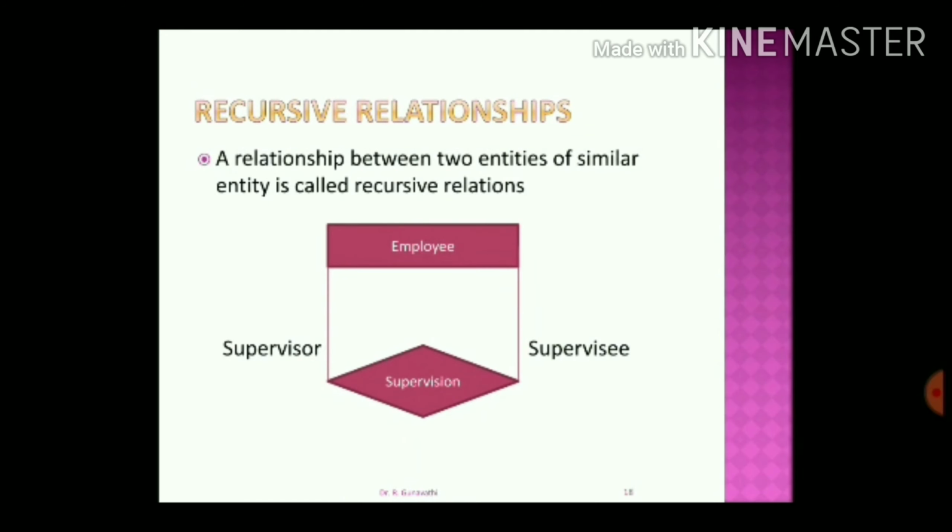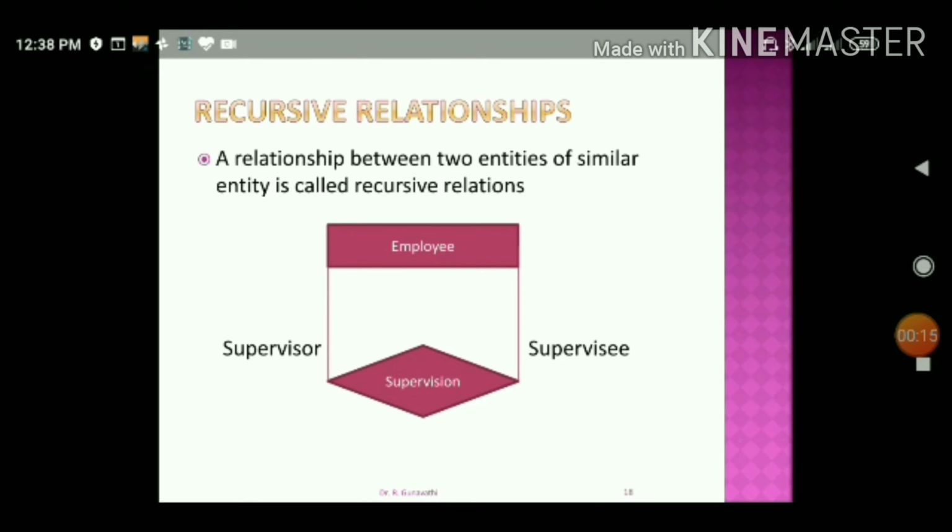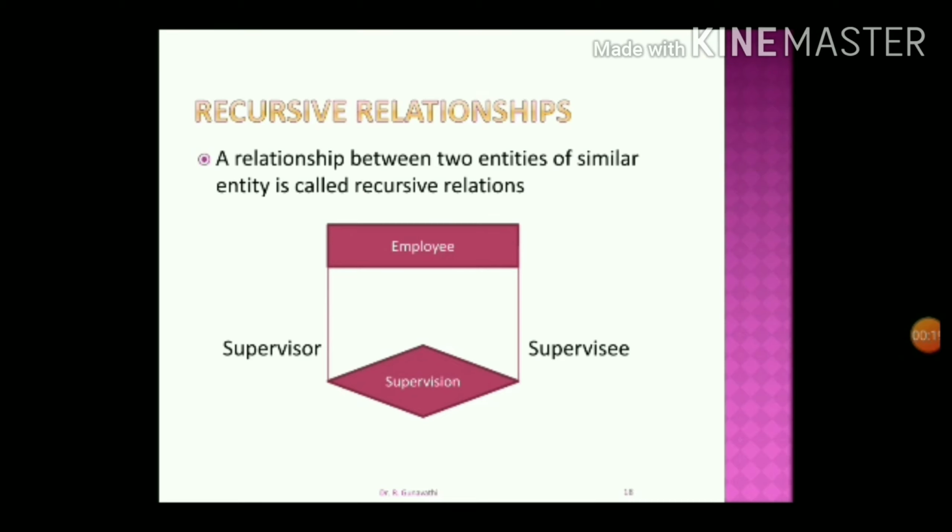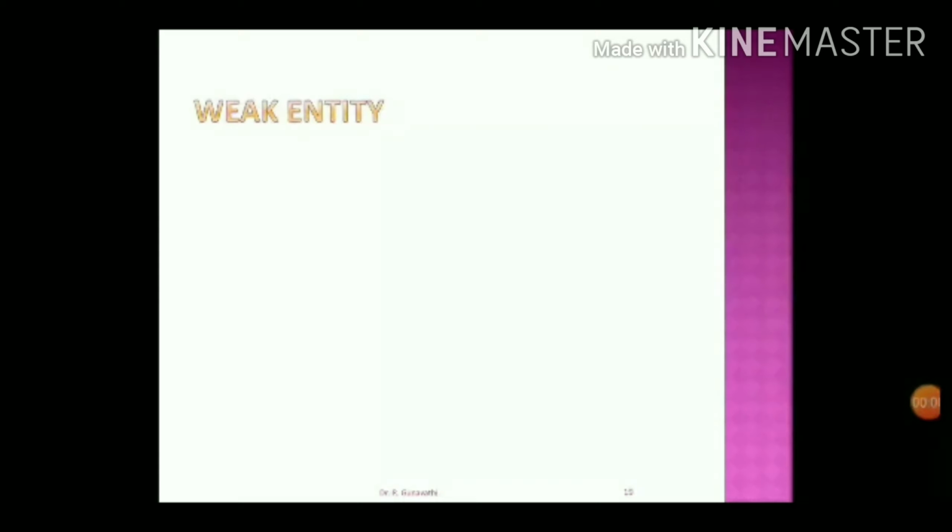Next one is recursive relationships. A relationship between two entities of a similar entity type is called a recursive relationship. For example, a manager supervises a subordinate. In this, one employee is the boss of more than one employee. The subordinate should report to the supervisor.